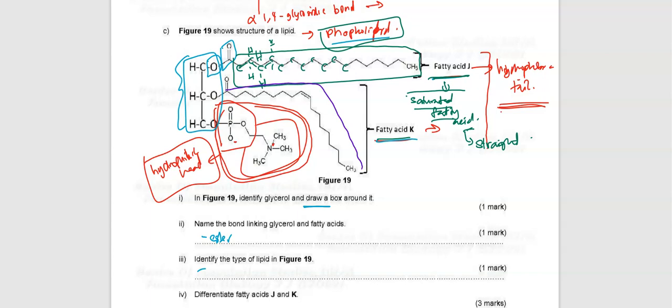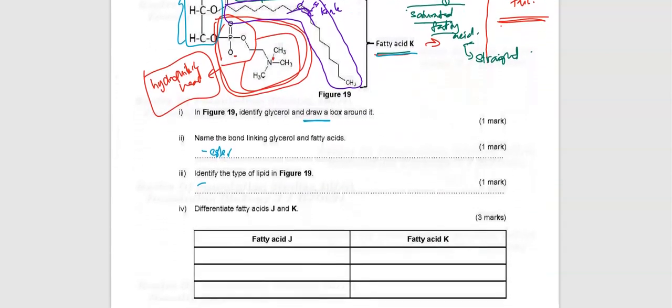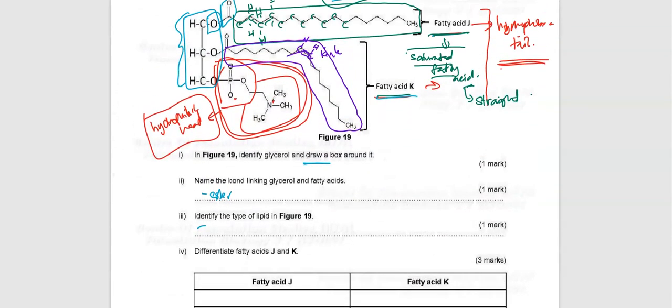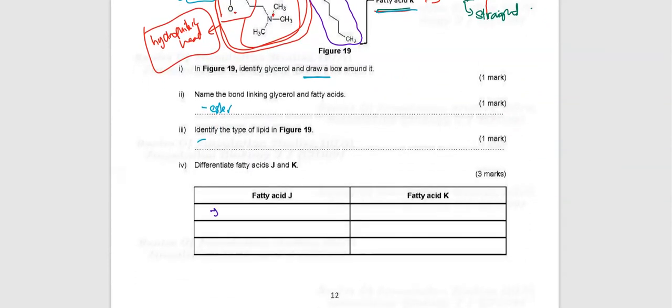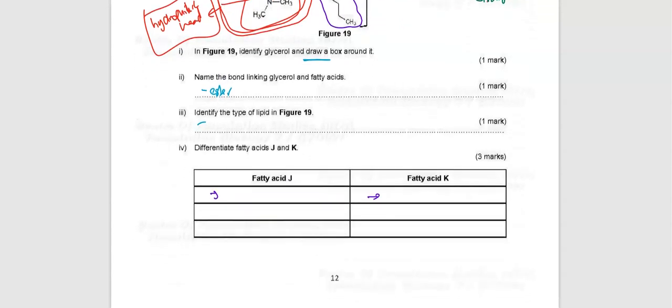For the second type of fatty acid here, as you can see, the structure of the fatty acid is bent. Why is it bent? Because here the carbon atoms are joined together by a double bond, so that means each of these carbons is bonded to only one hydrogen atom. Where you have a double bond, it causes the fatty acid molecule to be bent, or we can call it a kink. Those are the differences between the fatty acids. So fatty acid J is a saturated fatty acid, whereas K is an unsaturated fatty acid.